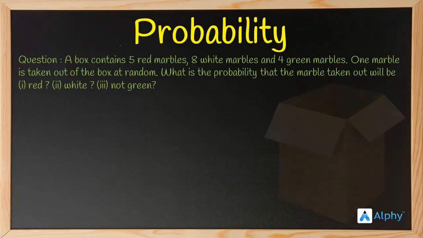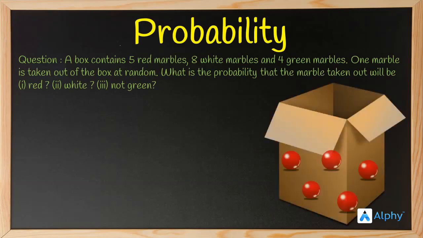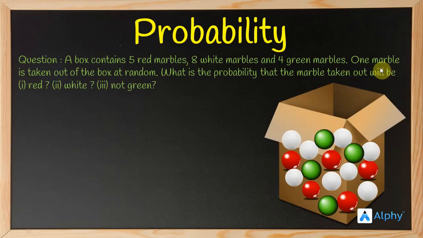Now we have been given a box which contains 5 red, 8 white and 4 green marbles. It is said that one marble is taken out of the box at random. This means that the outcomes are equally likely. We have to find the probability that the marble taken out will be red in the first part. So we will start our solution by writing the total number of possible outcomes.